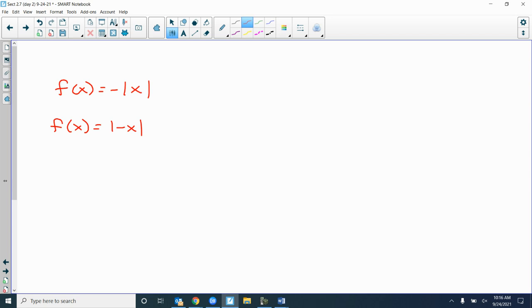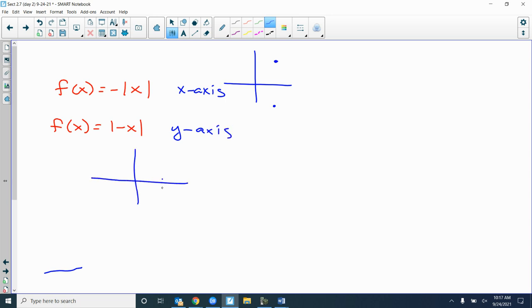What I do is, since it's on the outside, it changes the y value from positive to negative. So if you change the y value from positive to negative, okay, it flips it. It's going to take it across the x-axis. So this is the x-axis. Well, then that means this one's going to be the y-axis. If the negative's with the x, it changes the coordinate of the x term. So it's going to flip it across the y-axis there.